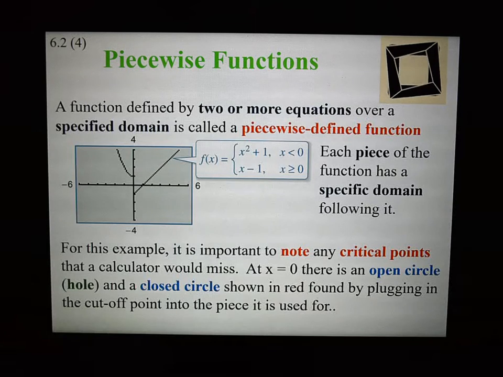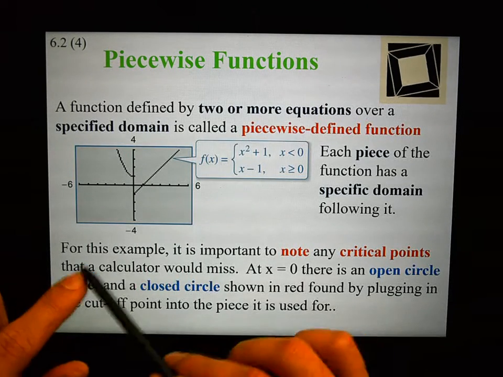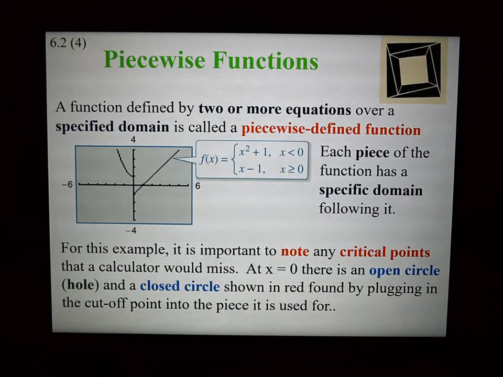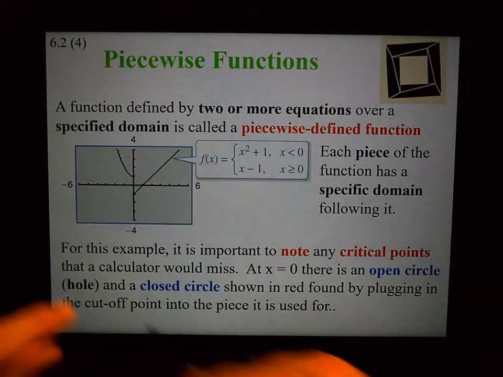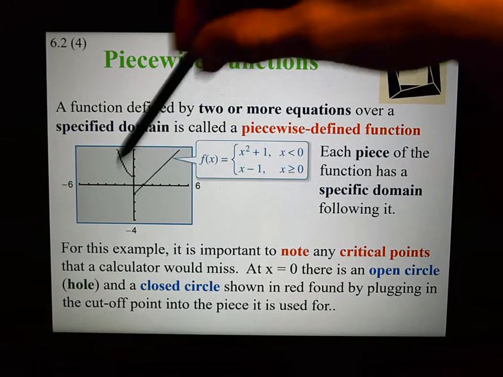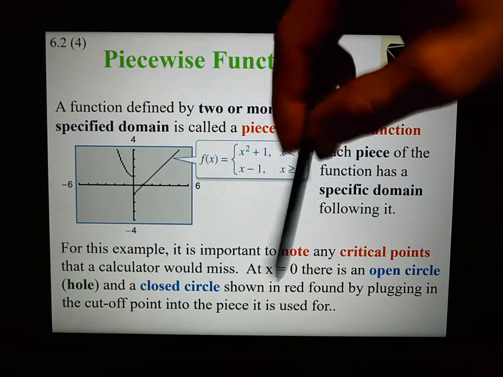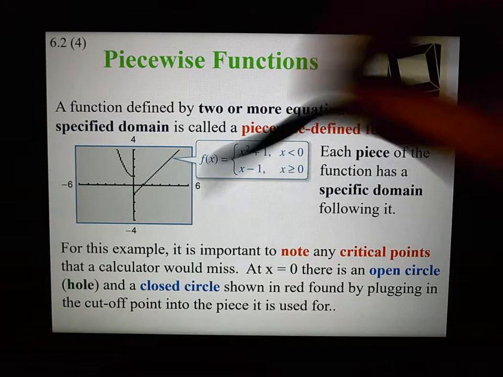Now, if you're going to graph a piecewise function, which is going to be part of your assignment later on, not really in this section, but in future sections, I want you to make sure you know that it's important to identify critical points. The critical points that a calculator would miss, like at x equals 0. This is what a calculator would give us if we were to punch it in. But I want you to be so specific when you're graphing that you will know where it is defined.